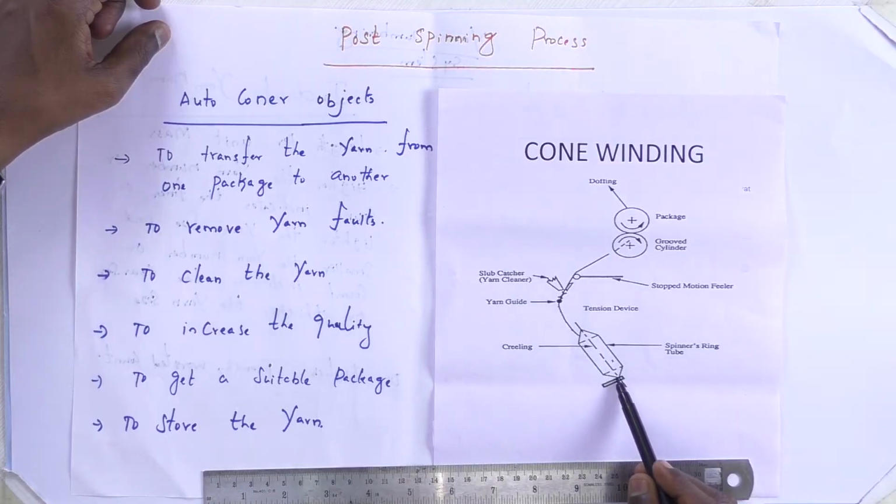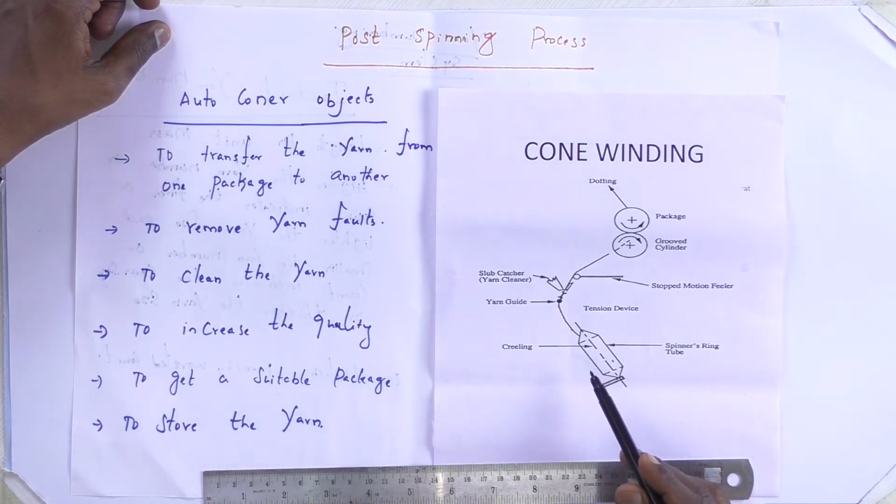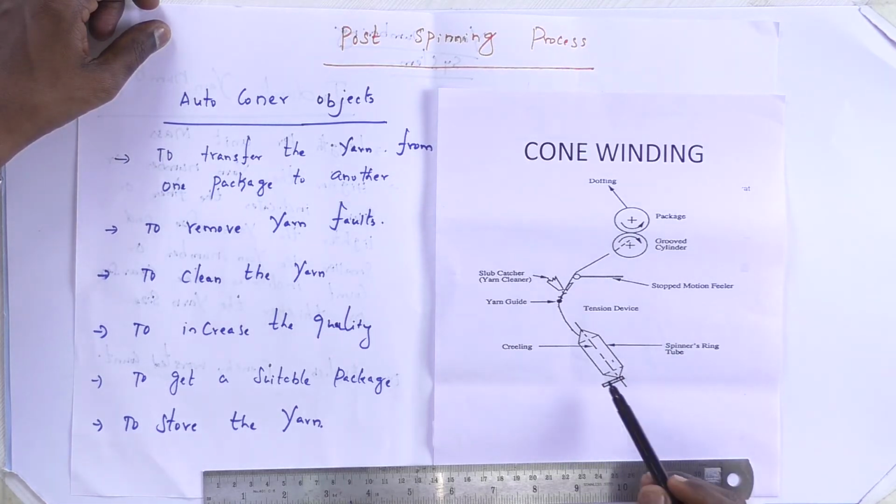This is the diagram of the autoconer passage. This is the feed package. It consists of a number of feed packages. After exhausting one package, the next package comes into line. So continuous supply is possible without any manual interruption. The autoconer takes the feed packages continuously. So automatic feed material changing is possible in the autoconer machine.